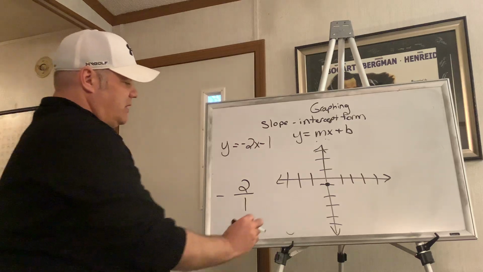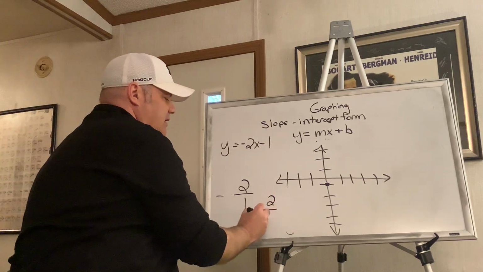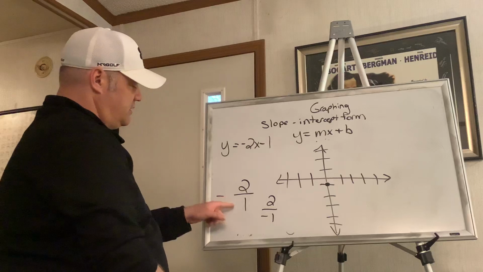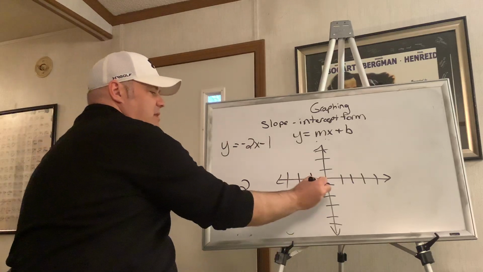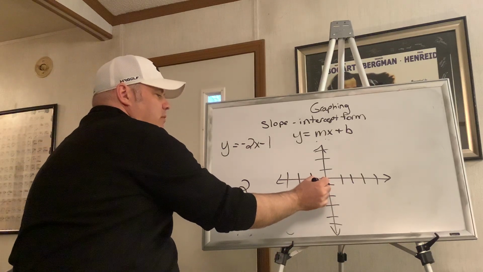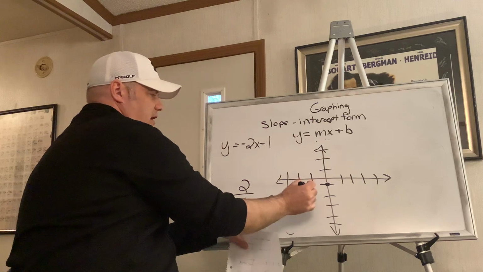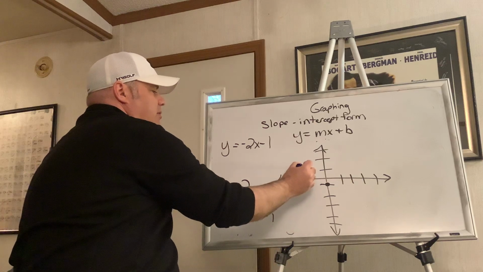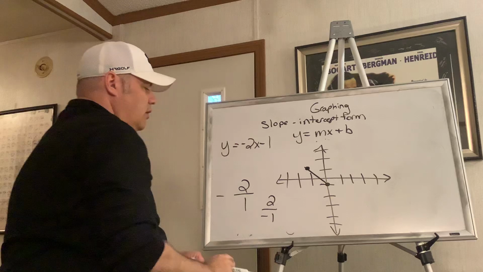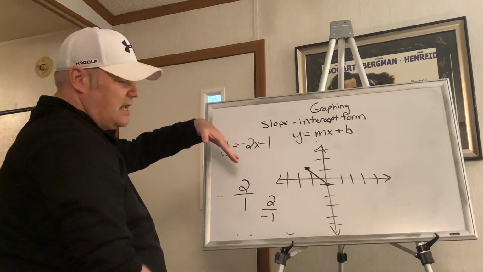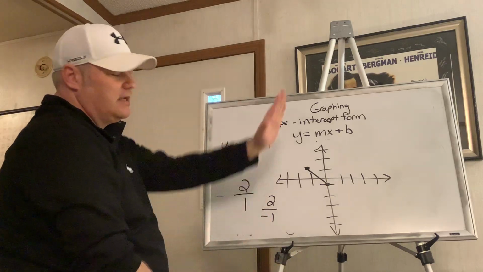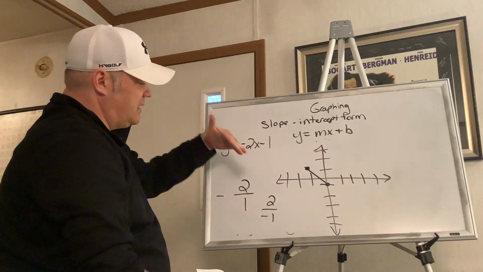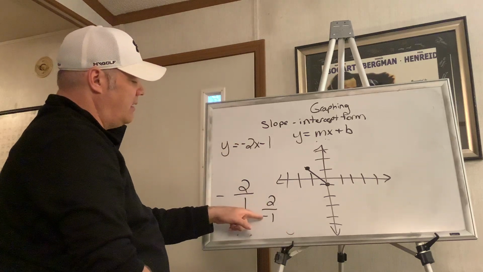Well, that can be interpreted two different ways. It can be interpreted like this. So just make the 1 negative. So this means I'm going to go 1 over, negative 2 up. So that puts me there. My line's going down, which always check that. If your slope's negative, it should go down. If your slope's positive, it should go up. So we got the slope going down.